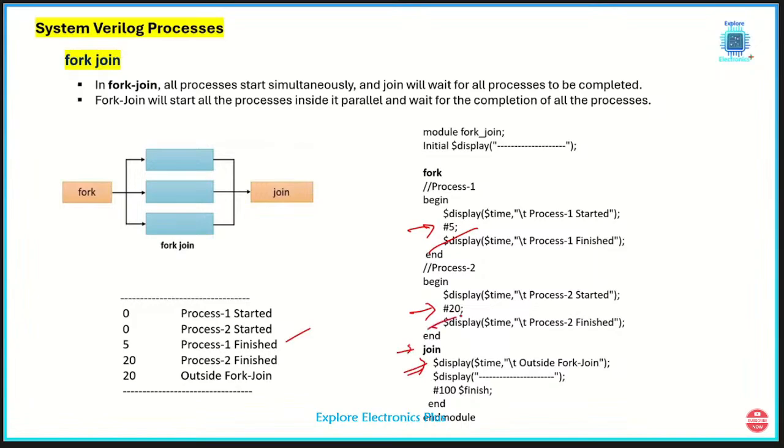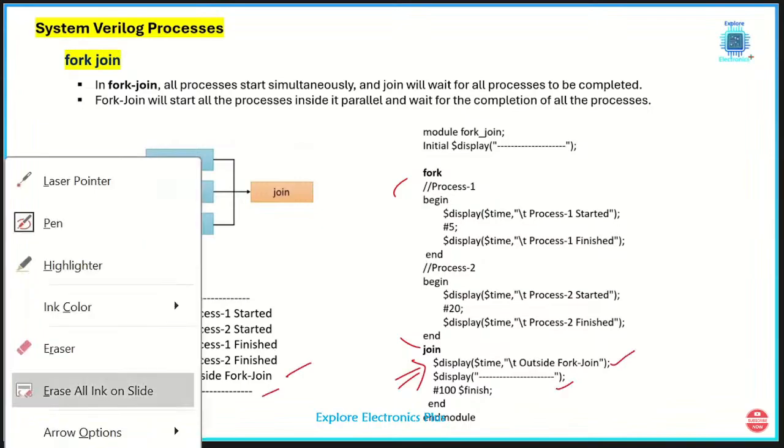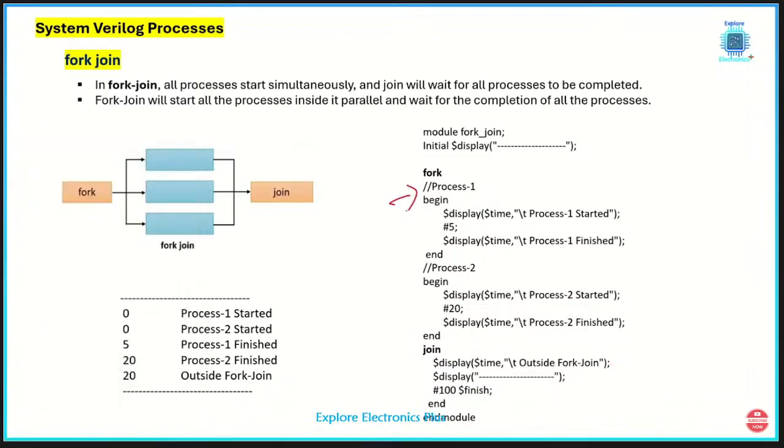It means this line is pending. After 20 time minutes, this display statement will be executed, process 2 finished. Then only it will come out of the fork join block, and then it will display the lines of code outside the fork join. You can see this. So fork join will be used to start multiple processes simultaneously, and we will come out of this fork join only when the processes get completed their execution.